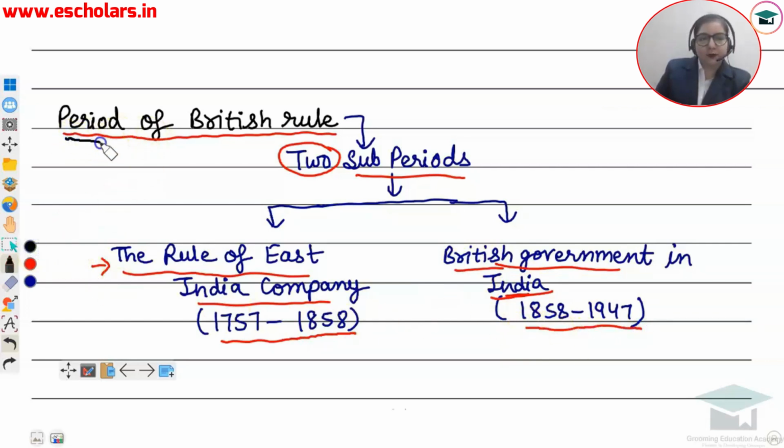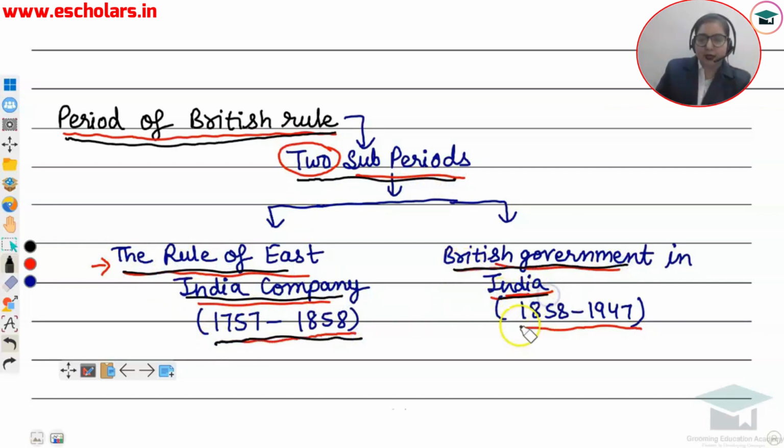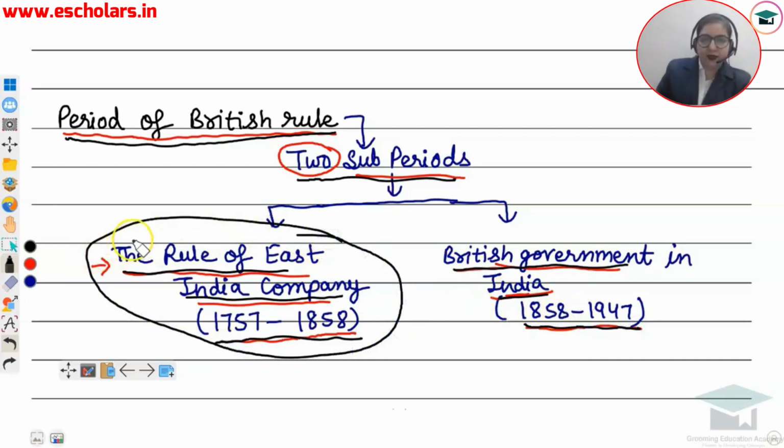So let's recall it till now. The period of British rule is divided into two sub-periods, that is the rule of East India Company, 1757 to 1858, and the British government in India, 1858 to 1947. Basically, under the first phase of the period of British rule, it was the East India Company, a trading company of the Britishers, that was ruling in India. But in the next phase, India came under the British Parliament. So it was the British government which was ruling in India from 1858 to 1947.